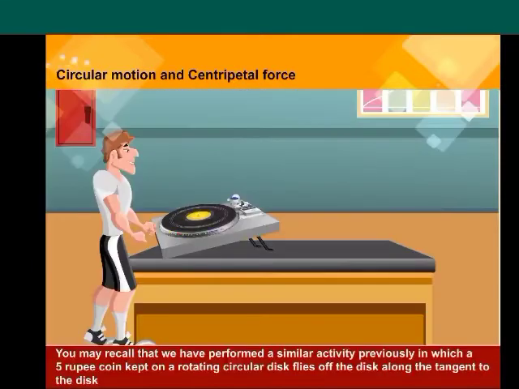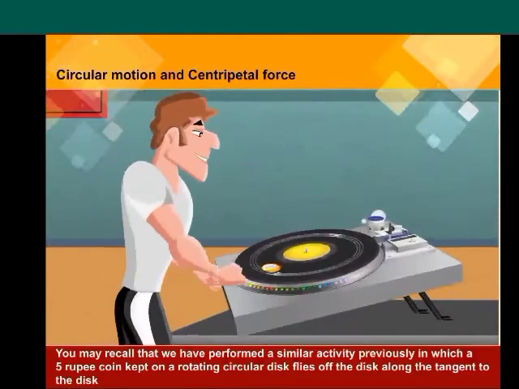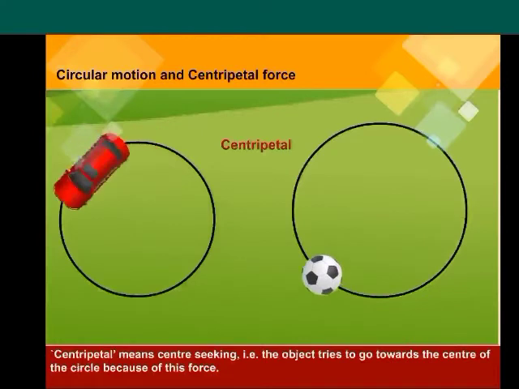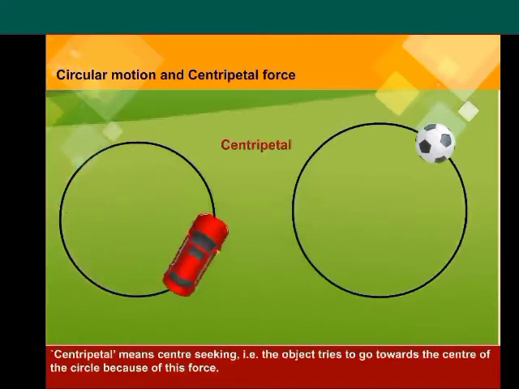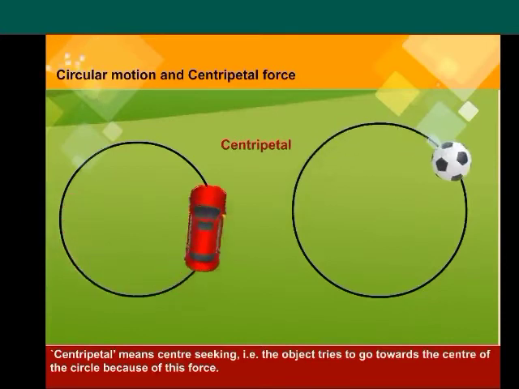You may recall that we have performed a similar activity previously, in which a 5-rupee coin kept on a rotating circular disc flies off the disc along the tangent to the disc. Thus, a force acts on any object moving along a circle, and it is directed towards the center of the circle. This is called the centripetal force. Centripetal means center-seeking, that is, the object tries to go towards the center of the circle because of this force.